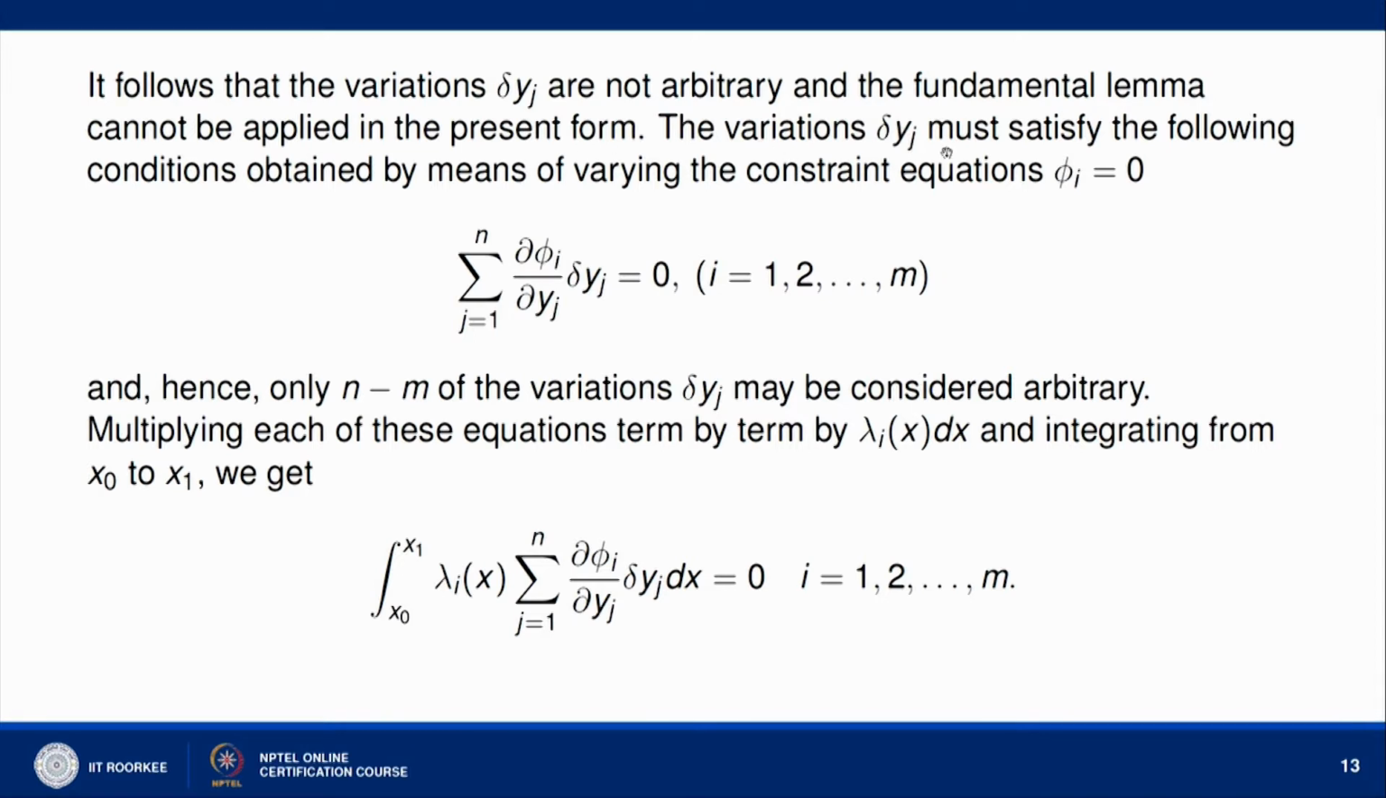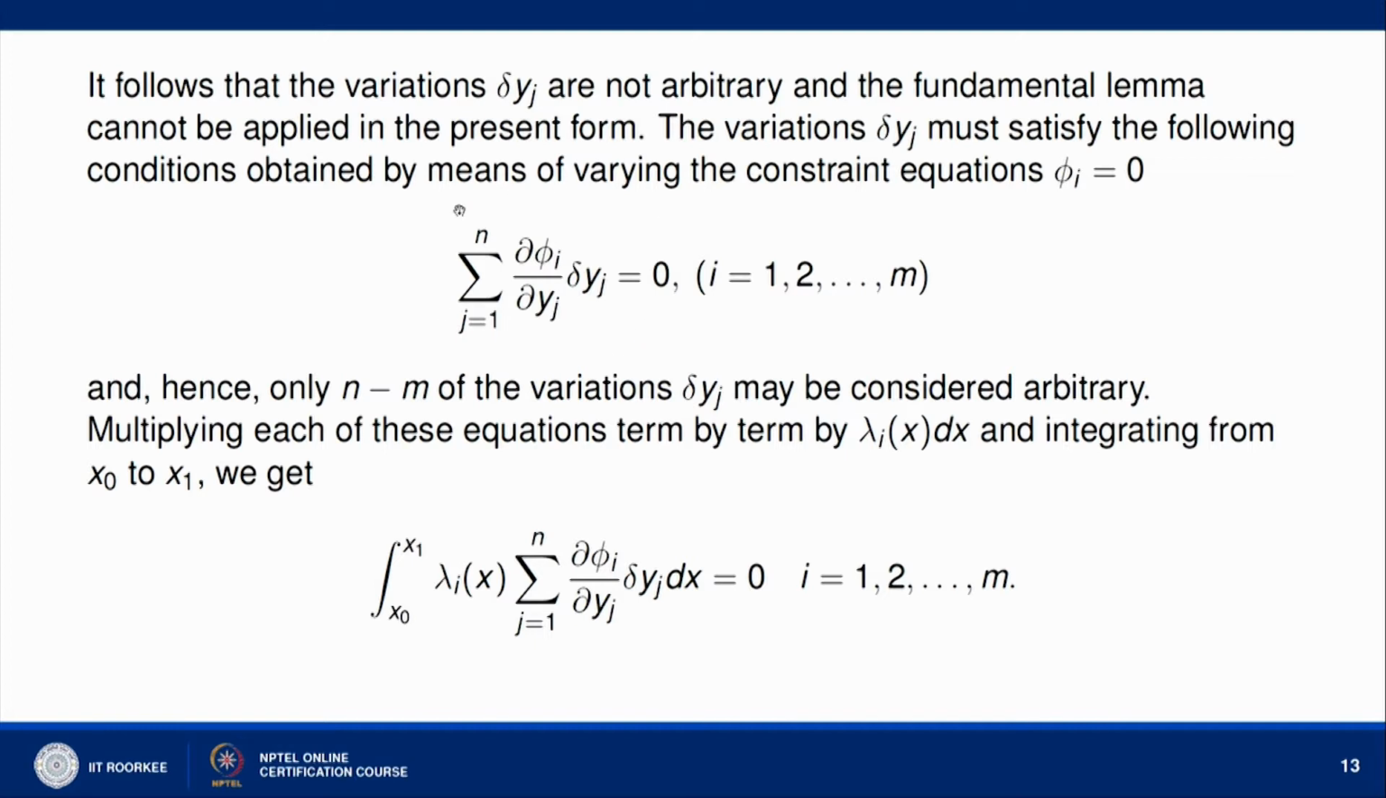So the variations delta y j must satisfy the following conditions, obtained by varying the constraint equations phi i equal to 0. When we vary phi i equal to 0, it reduces to the equation: the sum over j equal to 1 to n of the partial derivative of phi i with respect to y j, times delta y j, equal to 0. So here the delta y j satisfy these m equations, and hence we can say that the delta y j are not arbitrary.